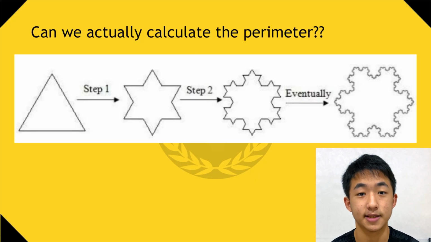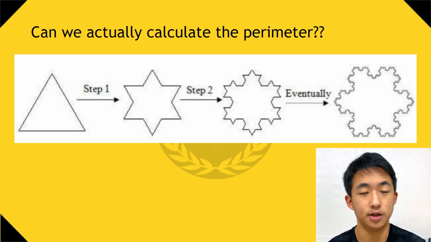Okay, now that 5 seconds have gone by, let's try to solve this problem together. But can we actually calculate the perimeter of the final iteration of the Koch snowflake? The truth is, no, that is not doable. What is this man doing?